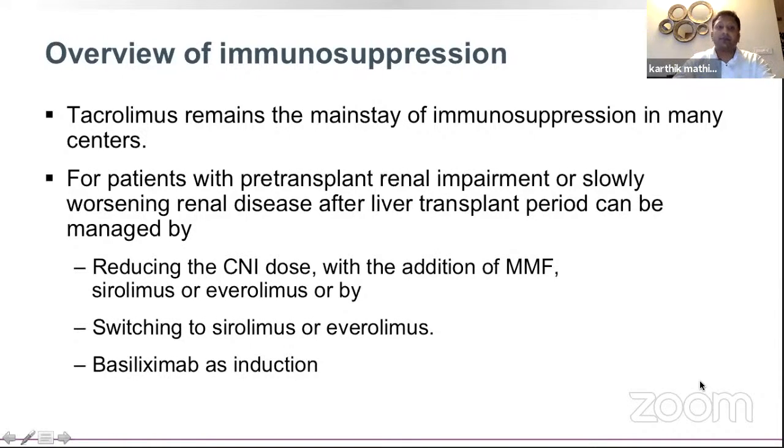So the overview of immunosuppression is, tacrolimus still remains the mainstay of immunosuppression in many centers, not only here, globally, tacrolimus is the number one immunosuppressive agent which people prefer to use. For patients with pre-transplant renal impairment or slowly worsening renal disease after the liver transplant period, we know that tacrolimus or CNIs are nephrotoxic. So how do we adjust it? That's what the entire game is when somebody's got a pre-transplant or post-transplant renal impairment. So reducing the CNI dose, and how low can we reduce it?